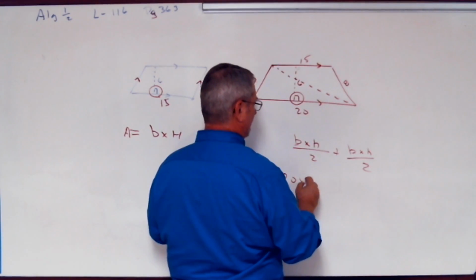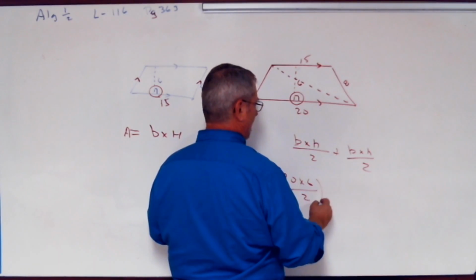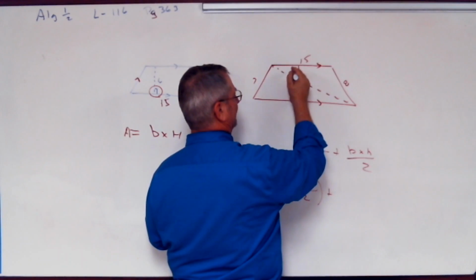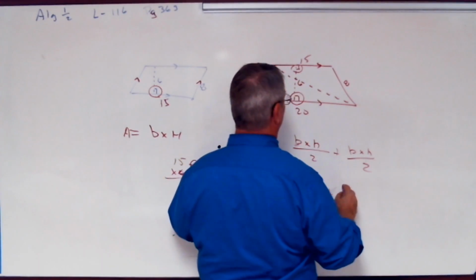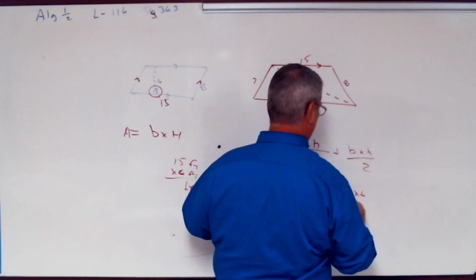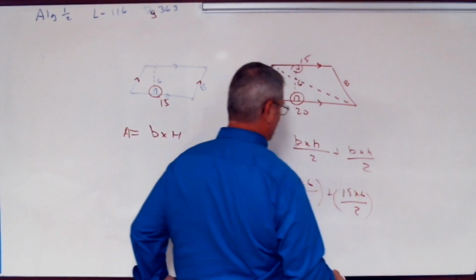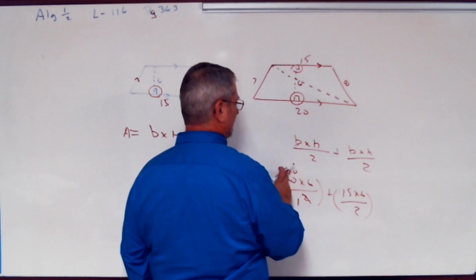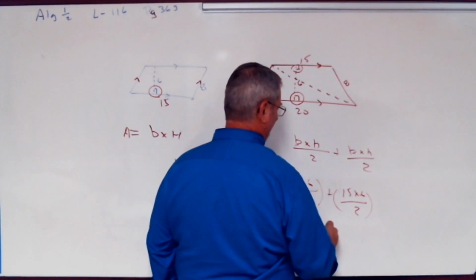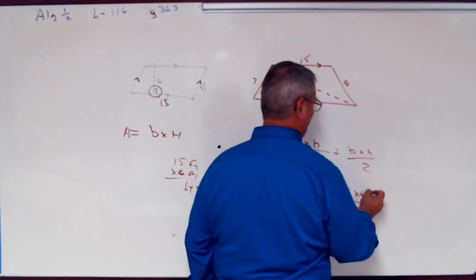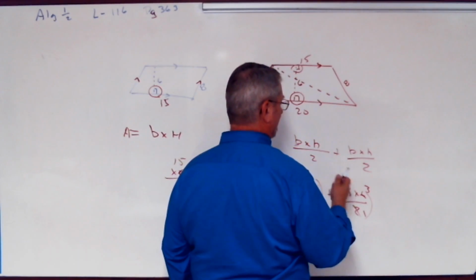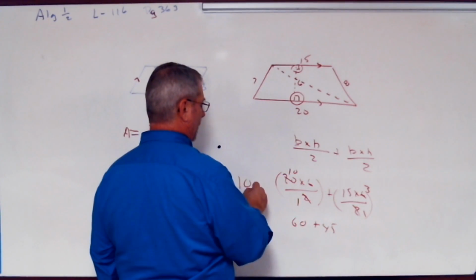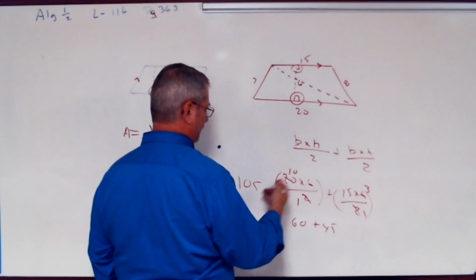So 20 times 6 divided by 2 plus over here the top triangle. This is also a little thing like this. Base times height divided by 2. Now, again, because I'm lazy and I don't like big numbers, I am going to reduce. 1, 10, 10 times 6 is 60. Okay, plus I'm going to reduce. 1, 3, 15 times 3 is 45. Okay, 60 plus 45 is 105. If you get that.